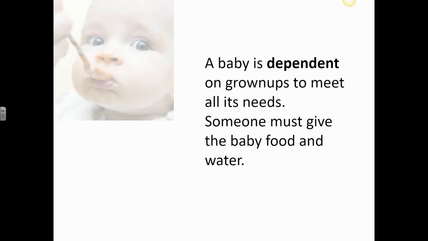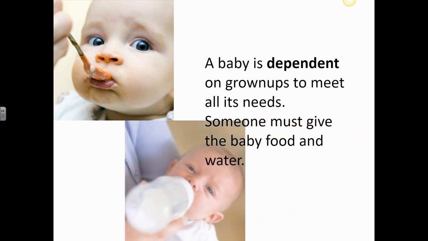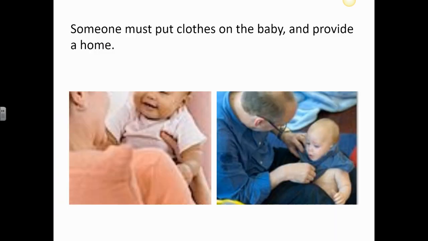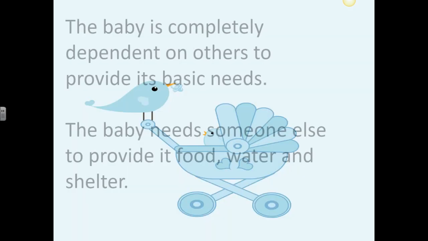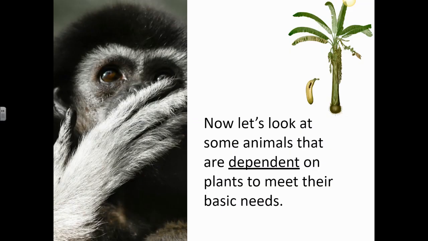A baby is dependent on grown-ups to meet all its needs. Someone must give the baby food and water. Someone must put clothes on the baby and provide a home. The baby is completely dependent on others to provide its basic needs. Remember, we talked about the basic needs of water, shelter, food, and, you guessed it, air to breathe. The baby needs someone else to provide its food, water, and shelter.